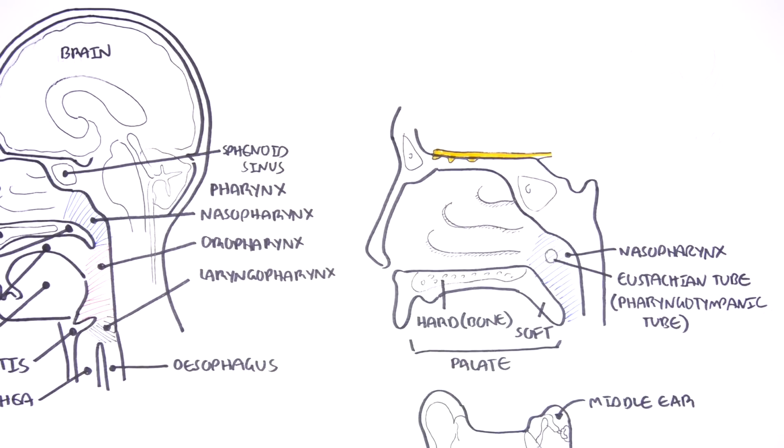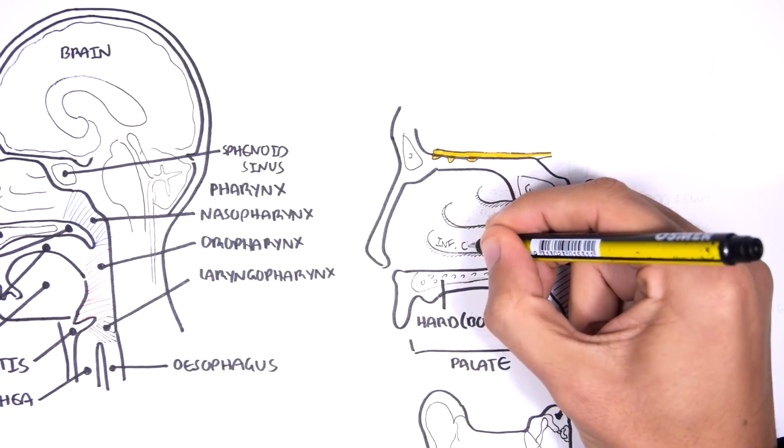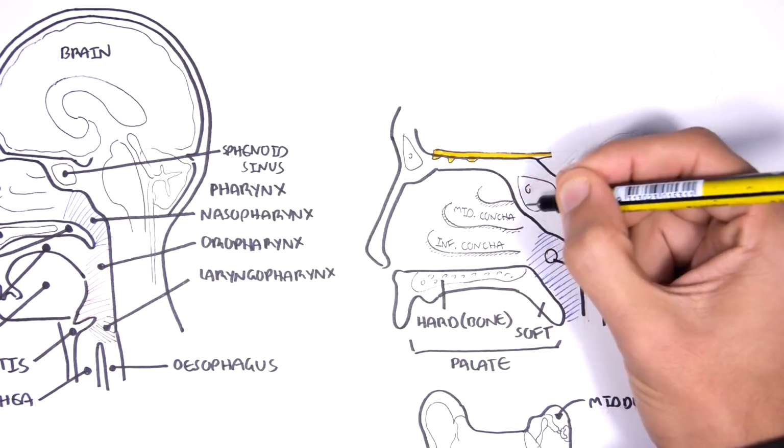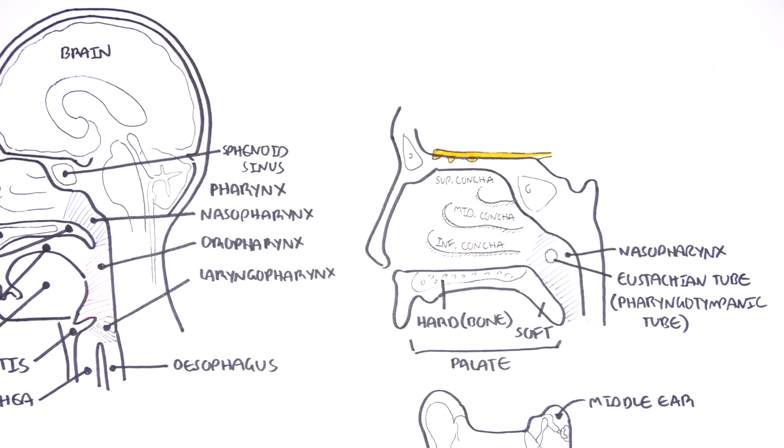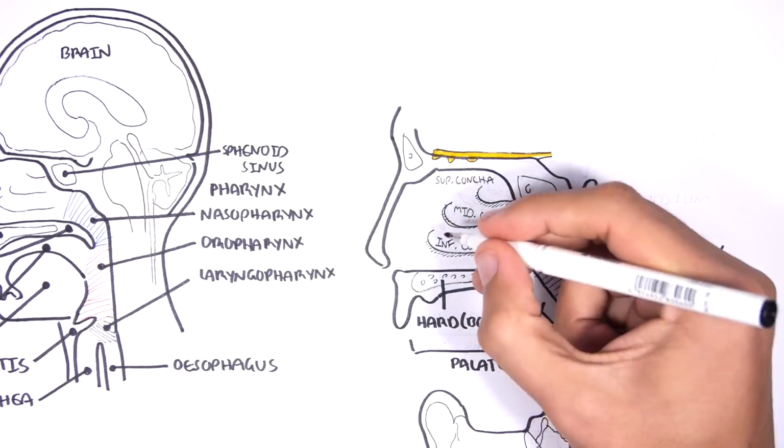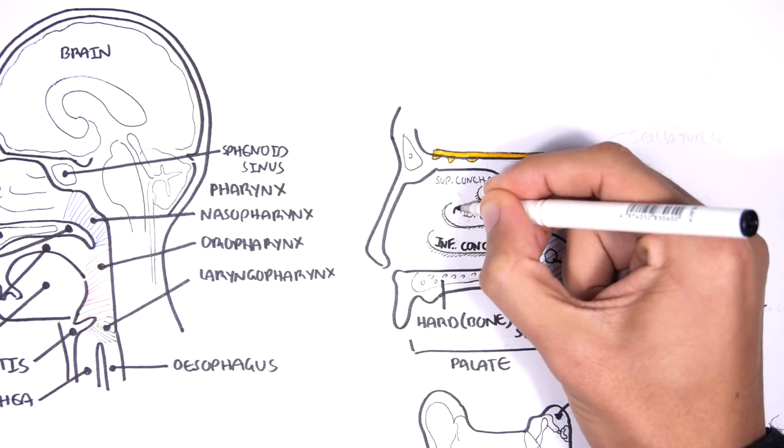On each side of the nasal cavity, we also have these things called turbinates, which are also known as nasal conchae, or concha for one. There is the inferior concha, middle concha, and superior concha. The function of the conchae is to help warm and moisturize air that is flowing through the nose.